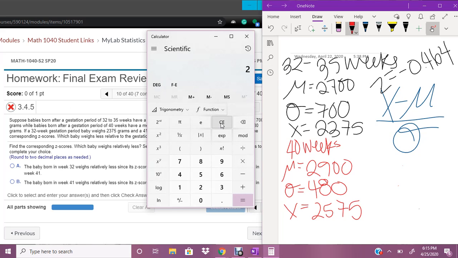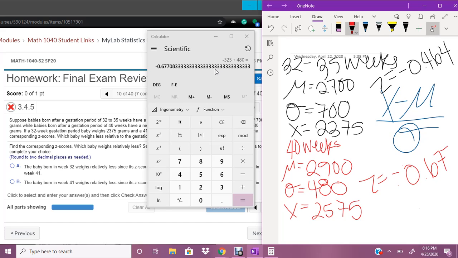And our second one, we're going to do the same thing. We're going to do our x right here minus our mean, and then divide that by our standard deviation. And our z-score for this one is negative 0.677.